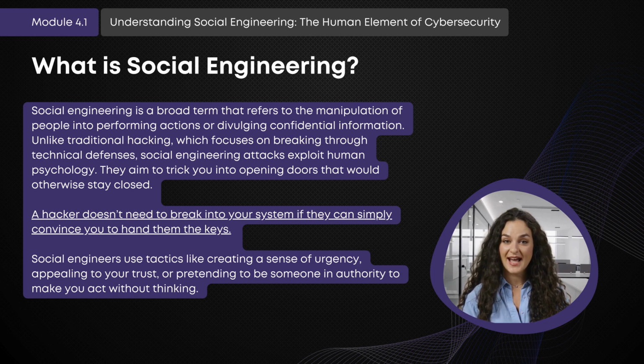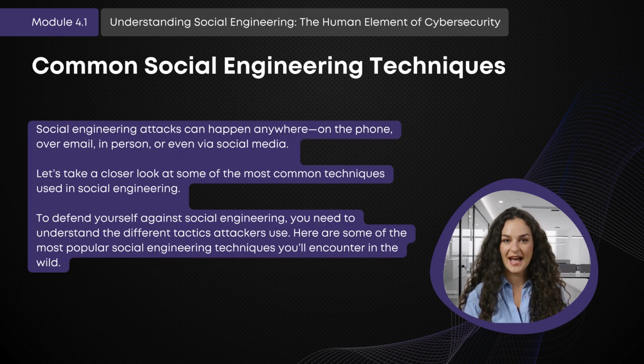Imagine this: a hacker doesn't need to break into your system if they can simply convince you to hand them the keys. Social engineers use tactics like creating a sense of urgency, appealing to your trust, or pretending to be someone in authority to make you act without thinking. Social engineering attacks can happen anywhere, on the phone, over email, in person, or even via social media. Let's take a closer look at some of the most common techniques used in social engineering.